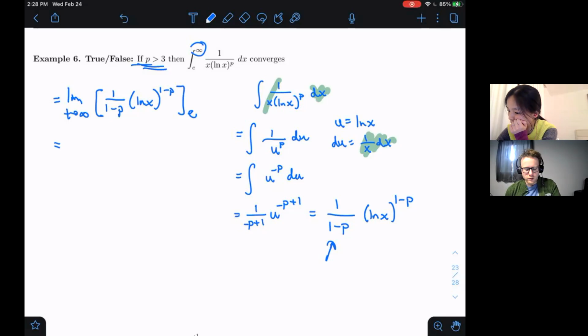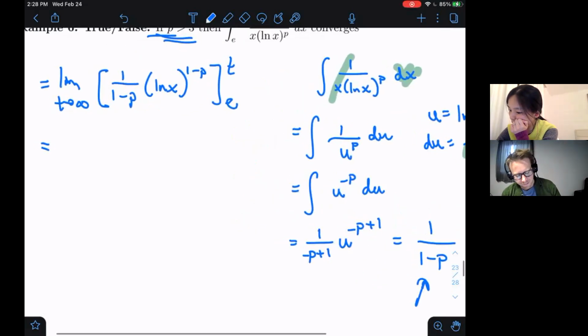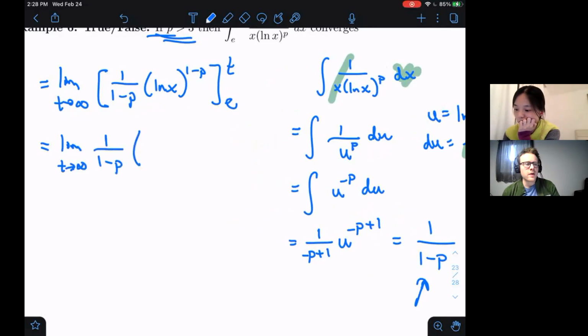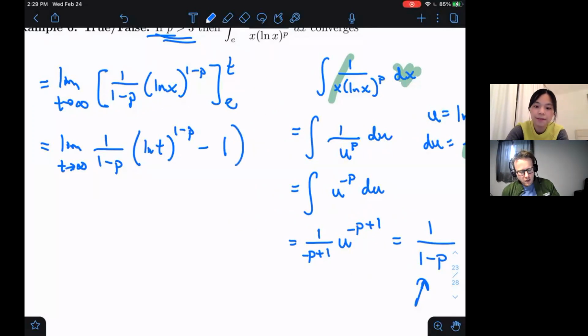And of course, we're doing this properly. We're switching out that infinity to t and letting t approach infinity. So this would be the limit as t approaches infinity of, and we have this 1 over 1 minus p with all of this. And if I plug in t, I'd have the natural log of t raised to the 1 minus p. And then I'm going to be subtracting away, well, the natural log of e is just 1, and 1 raised to any power is just going to be 1. Forgot some parentheses right here because this 1 over 1 minus p needs to be multiplied by everything.